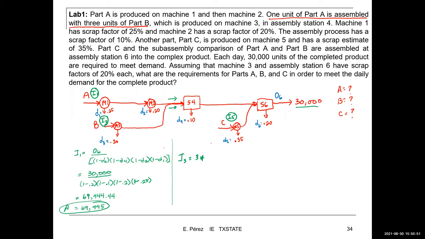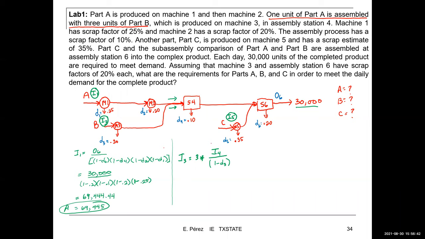I need the input of I4 in order to compute this number, because that's what's going into this station. And it's going to be I4, and then we also have to take into account the scrap rate for that station. Okay, so I have that, but still don't know what I4 is. So I need to find I4. I know I3 is going to be 3 times whatever is going into station 4 divided by the scrap rate for that stage. But I don't know I4. I need to find I4.